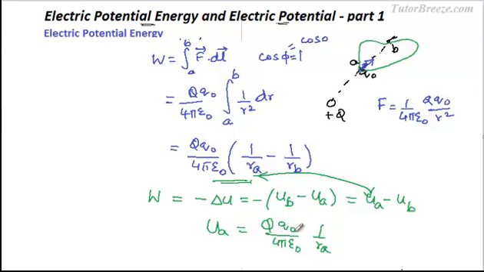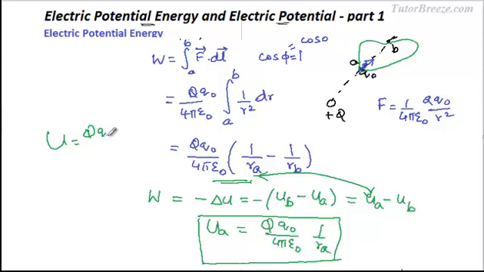Now the potential energy is positive since Q and Q naught both have the same signs. If they had opposite signs, the potential energy would have been negative. So now we've defined the electric potential energy as U is equal to Q naught times 1 by 4 pi epsilon naught times 1 over R for any position R of the particle.